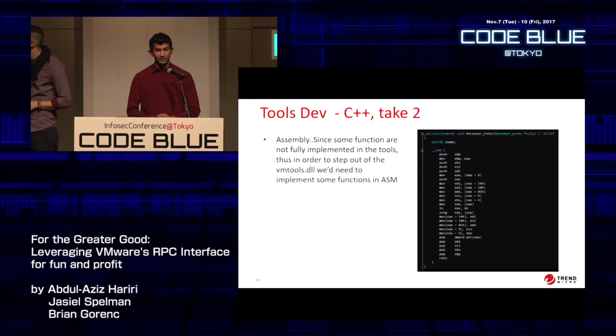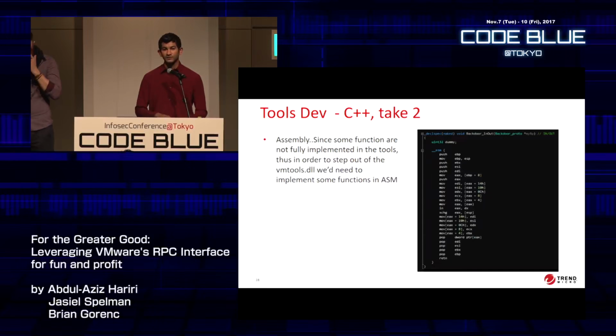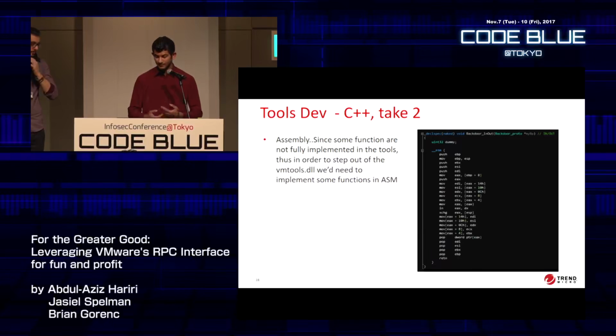Take two is using hard-coded assembly. One of the functions that is present in open vmtools but not in vmtools.dll is this backdoor in-out function, which is just raw assembly that ends up being called. You give it this backdoor proto structure, which has input data as well as output data, and you can repeatedly call that. The downside is that you have to implement it in pure assembly.